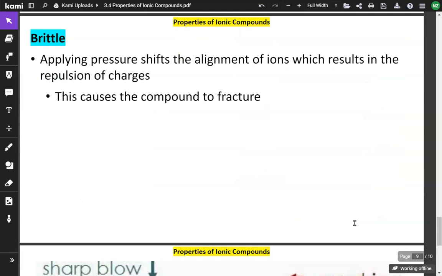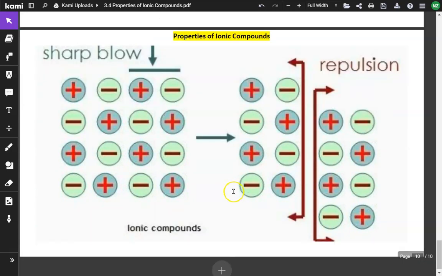Finally, brittle. Applying pressure to our crystalline structure shifts the alignment of the ions, which results in the repulsion of charges. This causes the compound to fracture. Looking at the diagram on the left, you notice it alternates positive, negative, positive, negative. Opposites attract, so it's held together really tight.